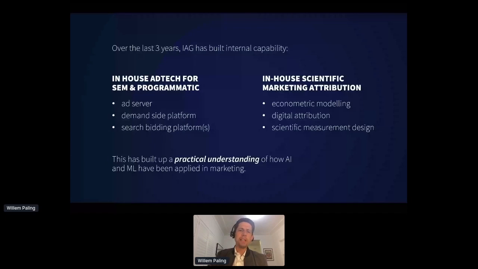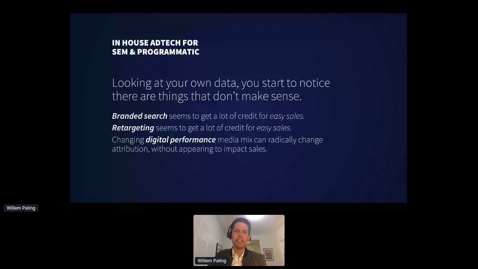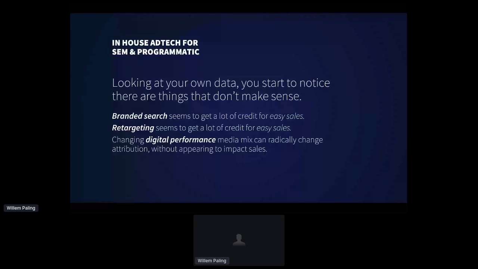When you bring these things in-house and look at your own data, you start to notice there are things that don't make sense. Take branded search. Our biggest brand is called NRMA, and branded search is where somebody searches for NRMA insurance. You get an opportunity to put an ad in front of them, they click on the ad and then they buy your product. So it gets a lot of credit for sales that, on the surface, look like they would have happened anyway.